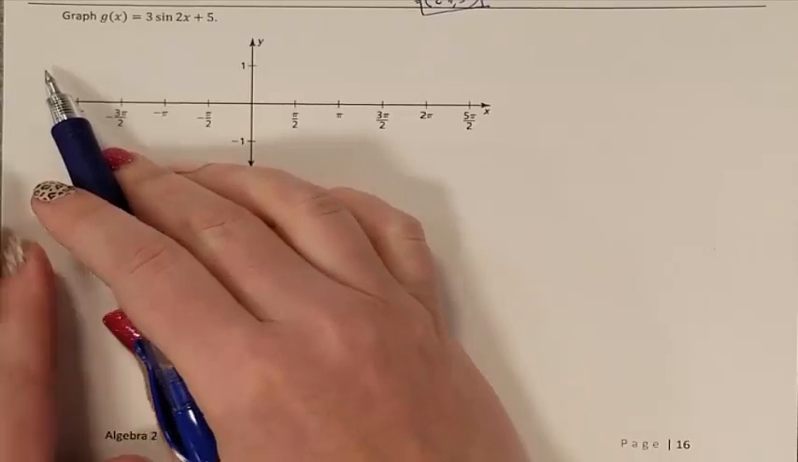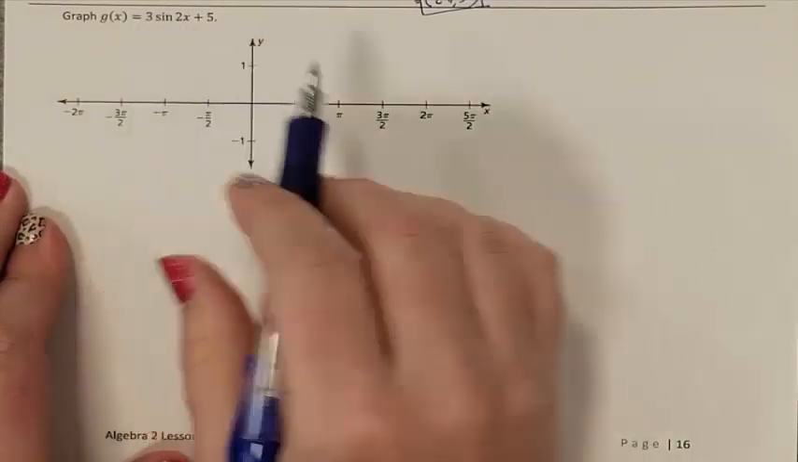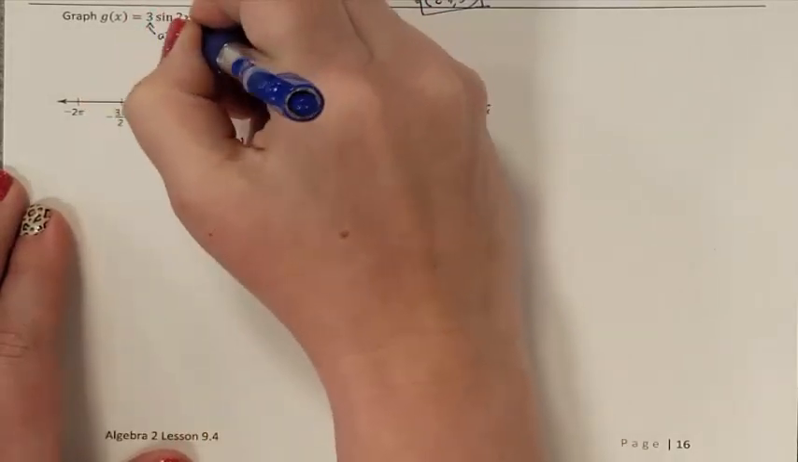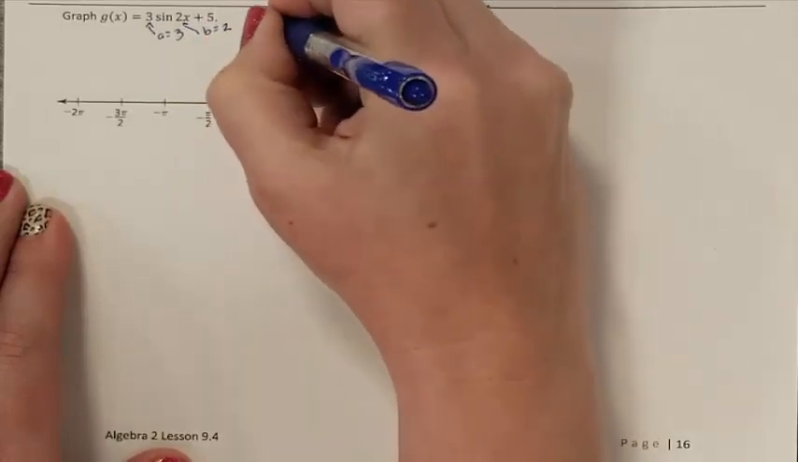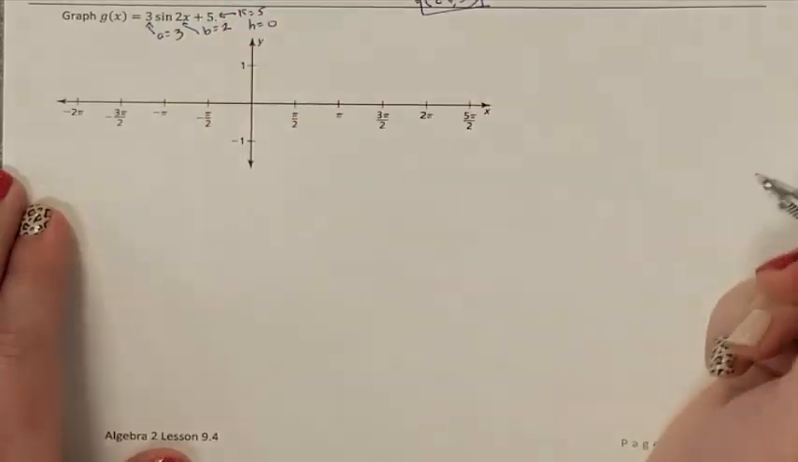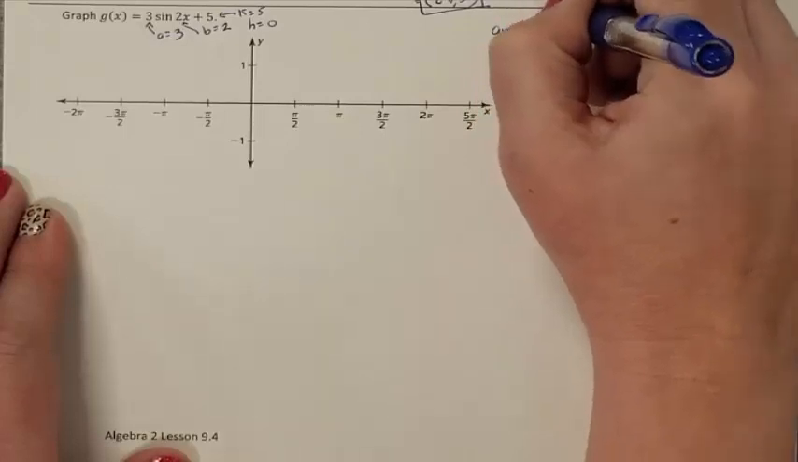Our last problem. We're being asked to graph g of x equals 3 sine of 2x plus 5. First, I need to find my a. My a is 3. My b is 2. There is no parenthesis with an h, so h is 0. This added 5 on the outside is my k. My k is 5. First thing we have to do is we need to find amplitude.